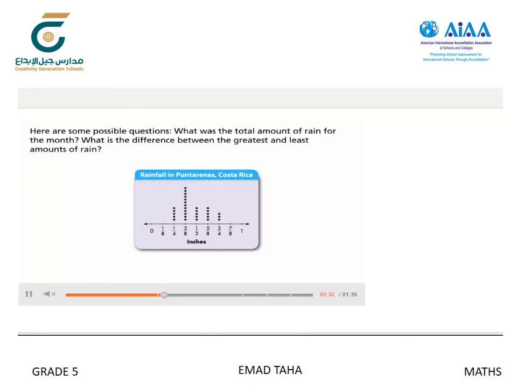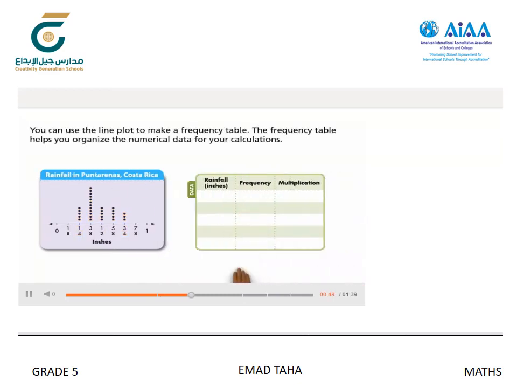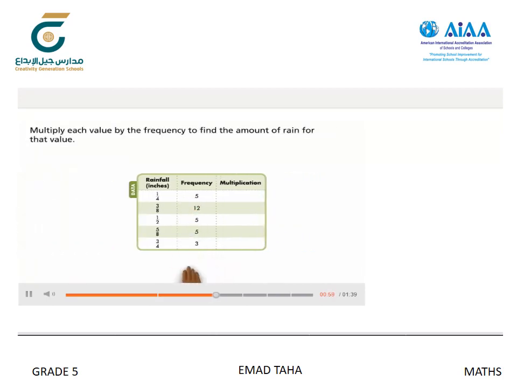Here are some possible questions. What was the total amount of rain for the month? What is the difference between the greatest and least amounts of rain? You can use the line plot to make a frequency table. The frequency table helps you organize the numerical data for your calculations. Multiply each value by the frequency to find the amount of rain for that value.